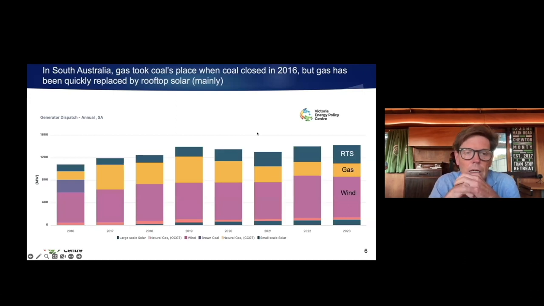South Australia had coal and gas and then shifted out of coal, which closed in 2016. You can see 2016 to 2017, natural gas, closed cycle gas turbines essentially took all of the place of coal, the purple bars in 2016. But you can see how that's declined over time, and taking its place really has been rooftop solar and wind. And gas is, as a proportion of the energy mix, expected to continue to decline. Farm solar, large-scale solar, I don't think is going to grow terribly much more. I think the growth will continue to be in rooftop solar and wind.